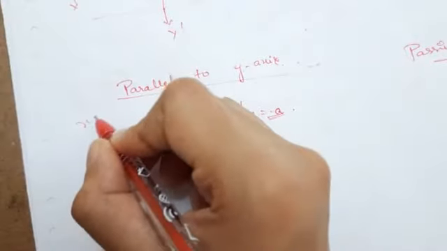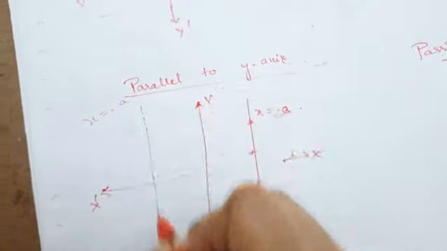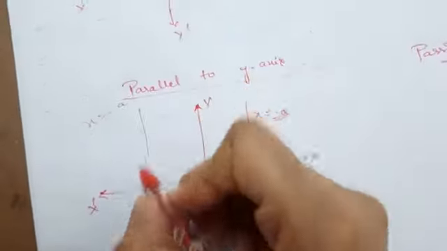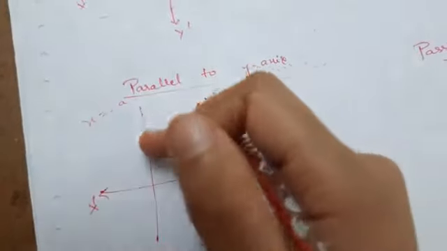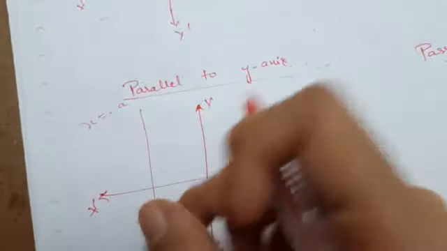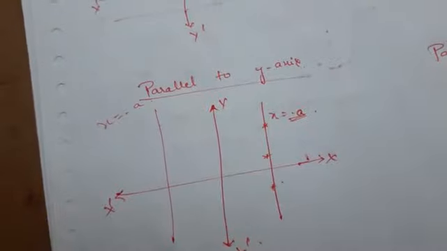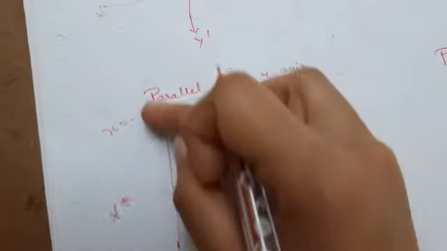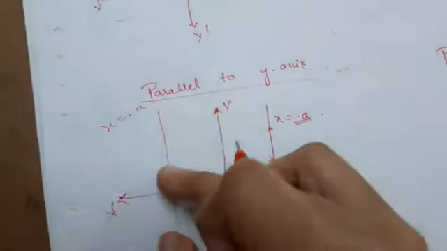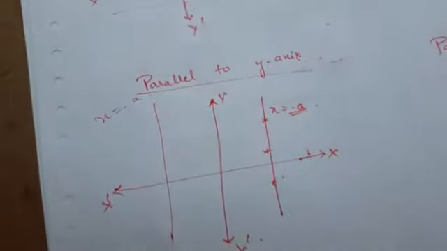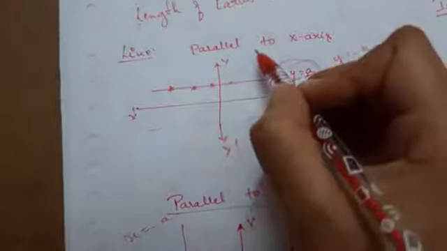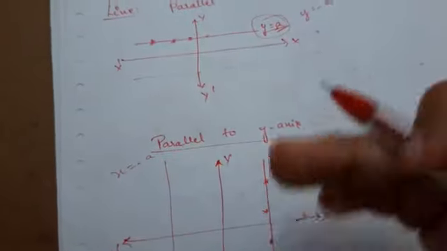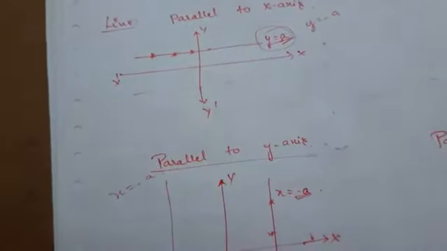Suppose I take the value x is equal to minus a, then that line will be somewhere here, where our y coordinate changes from one point to another upon the line, but the x coordinate remains as it is. That is, upon this line our x coordinate is minus a, and upon this line the x coordinate is equal to a. So this is regarding the lines parallel to x-axis and parallel to y-axis. Please pause the video and note it down.